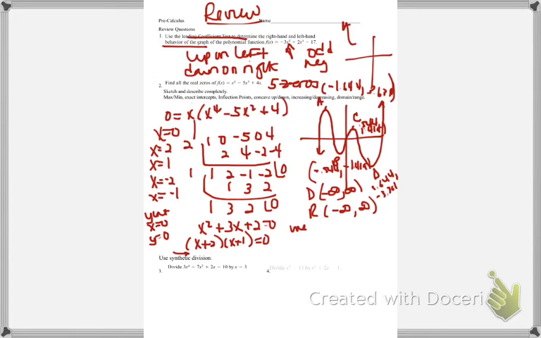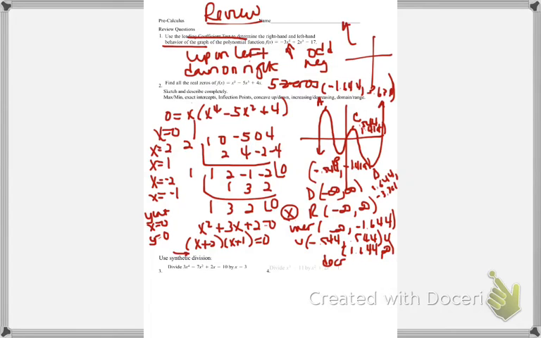Now, to do your increasing and decreasing, it goes off of those values. So you will be increasing from negative infinity to the top of A, negative 1.644. Remember to use only your x values. And you will be increasing again from negative 0.544 to 0.544. And lastly, from 1.644 to infinity. You will be decreasing for those in between.